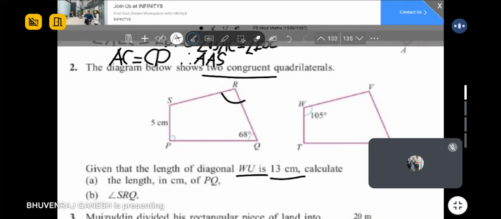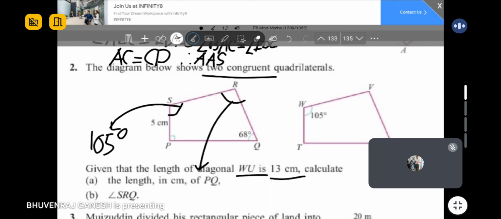Okay, so now, how to get 97? So basically this one, this angle, sudut ni adalah 105. Am I right? 105. Because congruent. Congruent means that every single thing must be the same. So, how to get this angle? What is the total angle, guys?